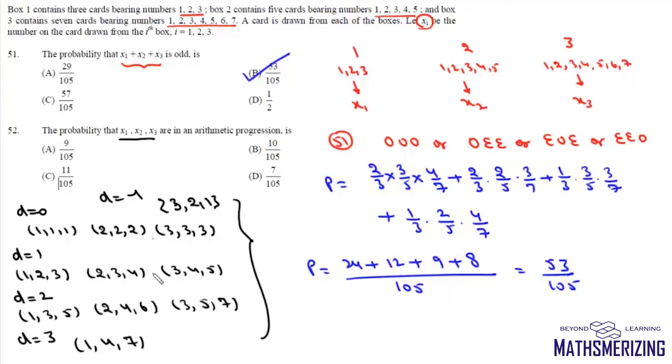Now it'll be this 3, 3 and 3, 9, 9 plus 2, 11. So total number of ways in which we can choose x1, x2, x3 in AP is 11. So this required probability will be 11 upon the total number of ways of choosing them. Now for the first one it is 3, for the second one it is 5, and then it is 7. So it will be 11 upon 105, and that's your option C.